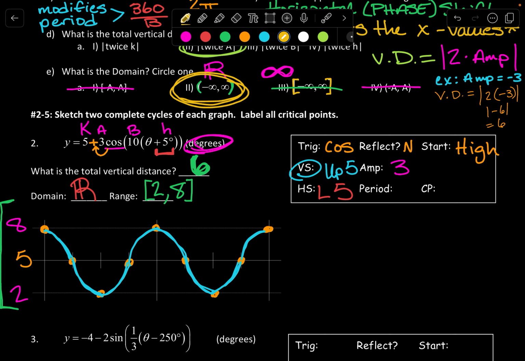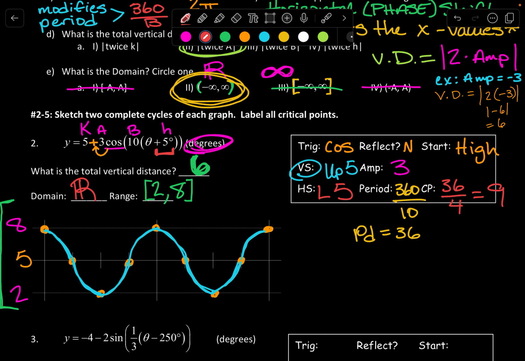Our period, since we're working with degrees, is going to be 360 divided by B. B is 10. So our period for this wave is going to be 36. And our critical points are going to be the period over 4, which is 9.